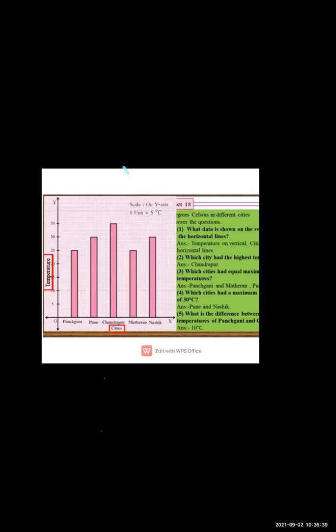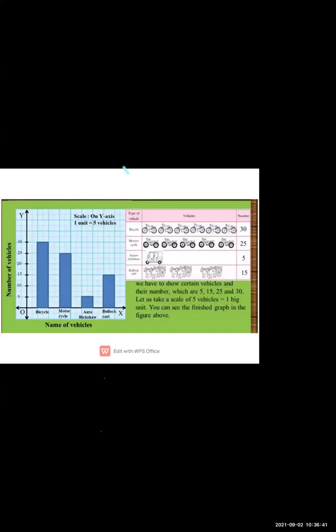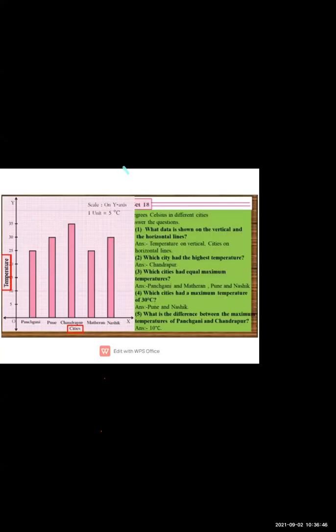Now, till here is the introduction. Now we will see the practice set 18. On practice set 18, the bar graph is given in your textbook. You have to write the answers to some questions asked in your textbook. On those questions, you have to give the answers by seeing this bar graph.